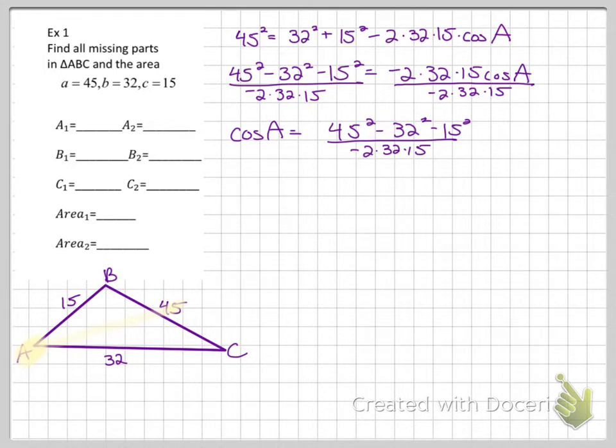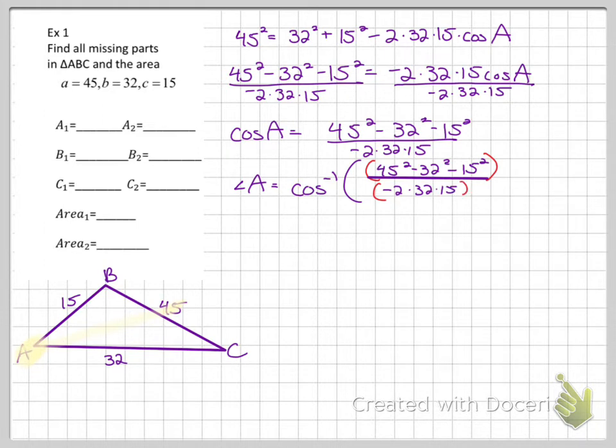So if I need angle A, you're going to do inverse cosine, second cosine of... Okay, here's where I'm going to start typing it the way you need to type it in your calculator. The top needs a parenthesis for 45 squared minus 32 squared minus 15 squared. You need to close that parenthesis, divided by. The bottom needs a parenthesis. I'm going to do negative 2 times 32 times 15 down there. If you type this in exactly as it's written, you should get angle A.